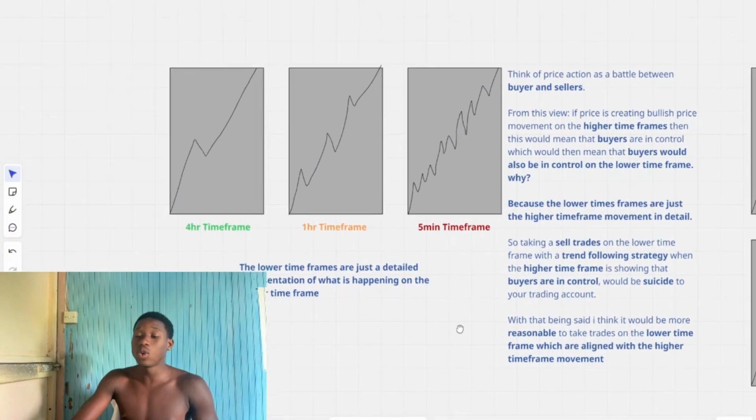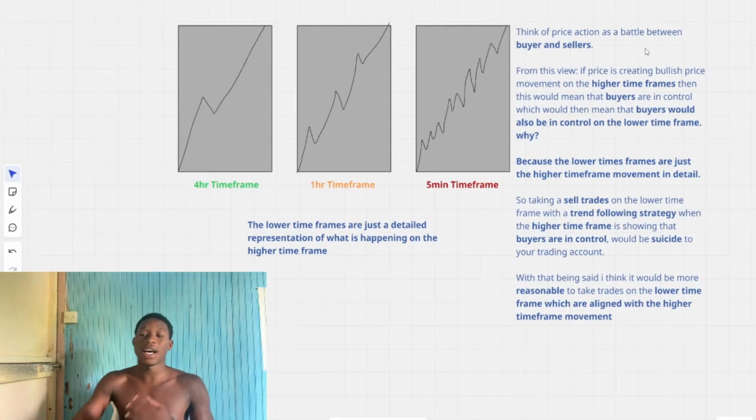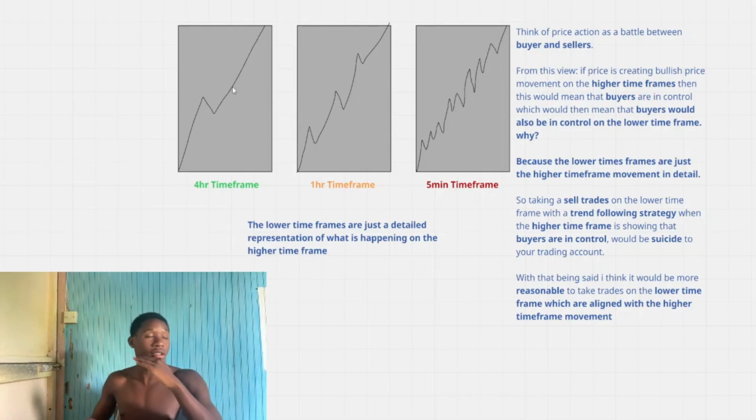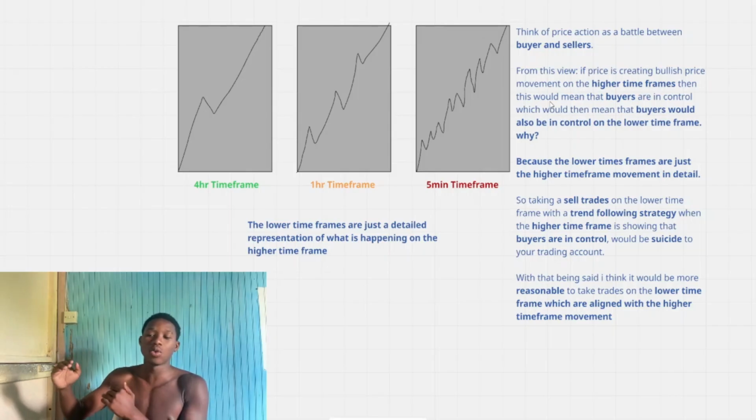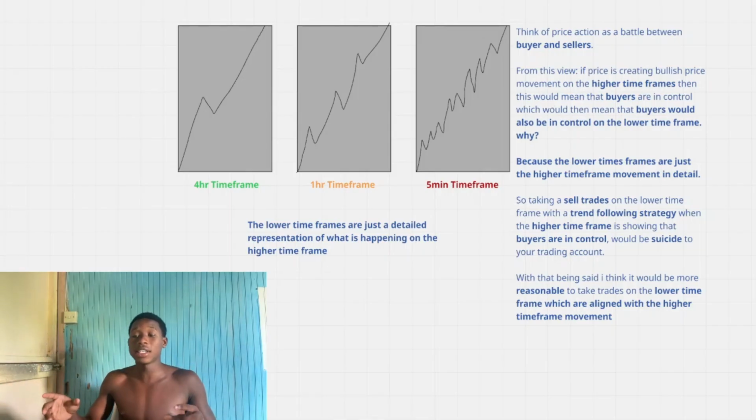So let's get into the explanation. Think of price as a battle between buyers and sellers. If price keeps on going up, that means buyers are winning the battle. If price keeps on going down and breaking below lows, that means sellers are winning the battle. That's simple. From that view, if price is creating bullish price movement, which is higher highs and higher lows on the higher time frame, then this would mean that buyers are in control, which would then mean that buyers would also be in control on the lower time frame, right?